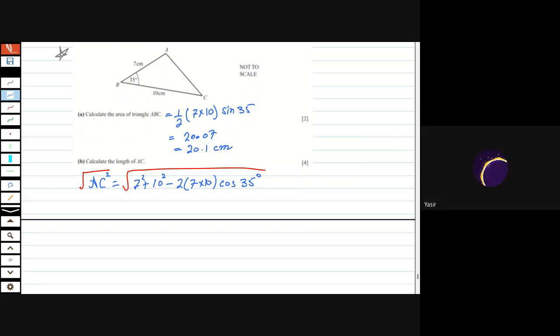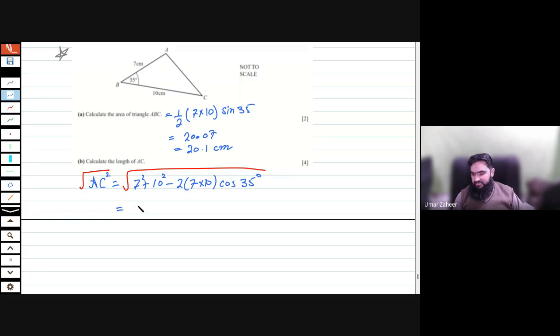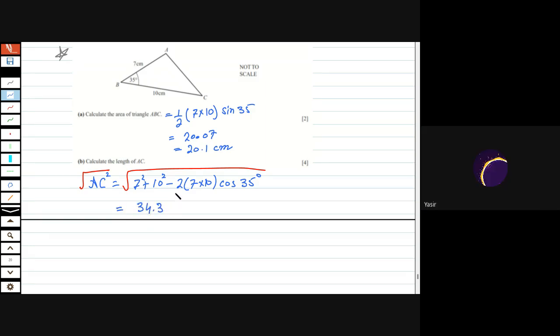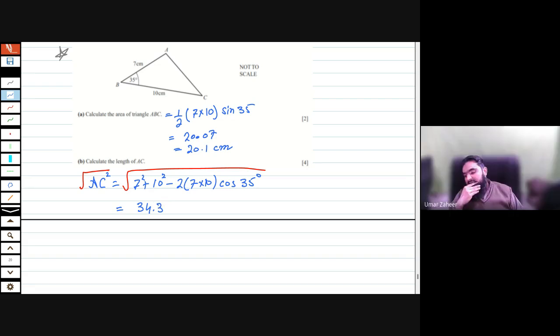Sir, it will be 5.9. 34.32. Any other one, please confirm the answer. So I got 5.9. 34.32. You are taking the square root as well? Oh, well, no. I will take the square root. Obviously, there is a square root because we want to remove the square, so we need to take the square root as well.